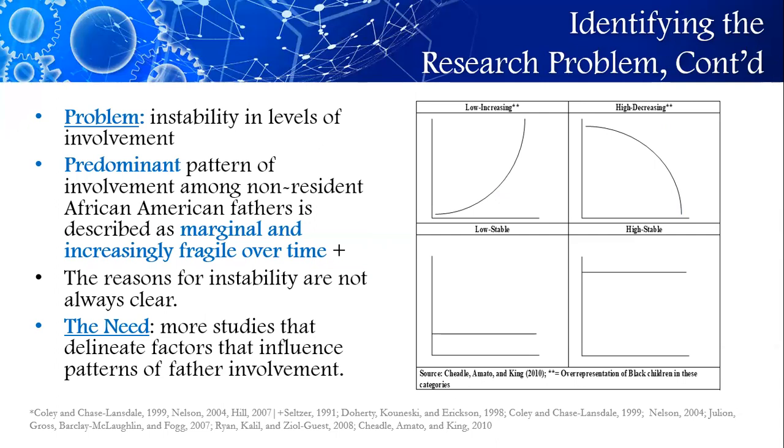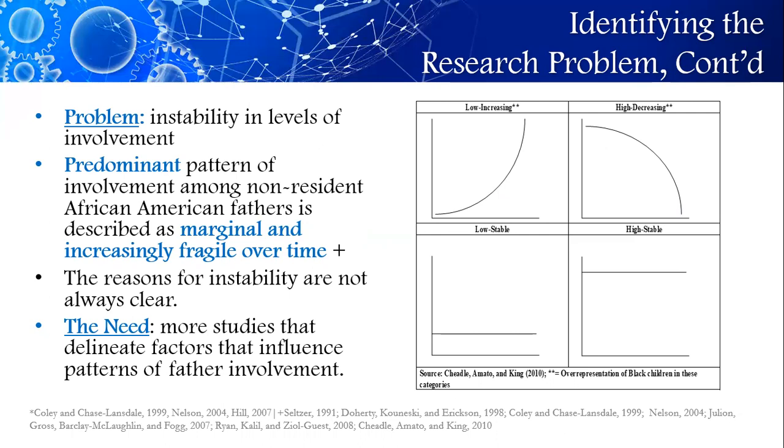And so if you look at the diagram to the right, the two categories that non-resident African-American fathers fell within primarily were either low increasing or high decreasing. In other words, non-resident African-American fathers either started out with very low levels of involvement with children at birth and increased over time, or started with very high levels of involvement at birth and decreased over time. But either way, there was this instability in involvement. And the reasons for this instability were not always clear.